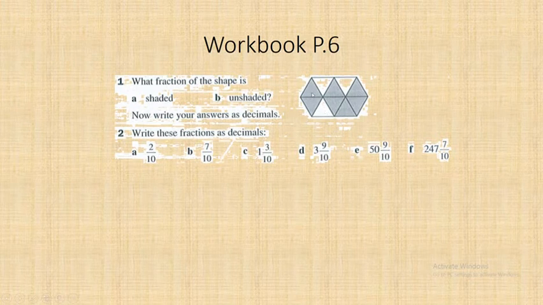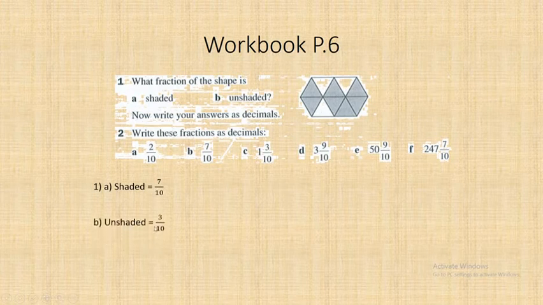So we have to count each and every part here, shaded and not shaded. 1, 2, 3, 4, 5, 6, 7, 8, 9, 10. So the denominator is going to be 10 and the numerator is going to be 7. The shaded part is going to be equal to 7 over 10. And the unshaded part, let's count the unshaded: 1, 2, 3. So it's going to be 3 over 10.